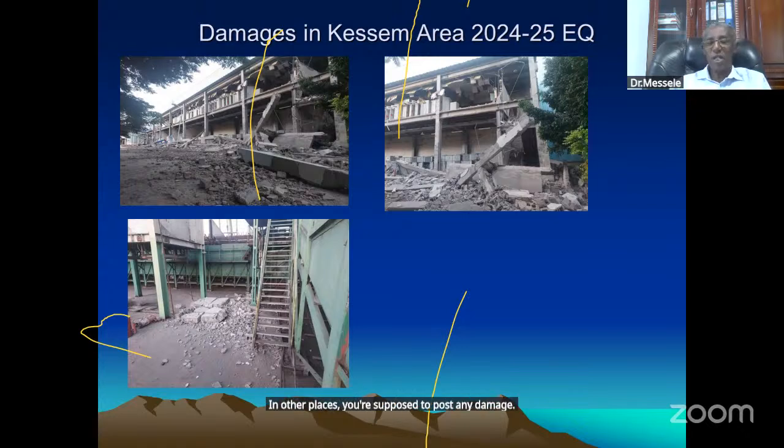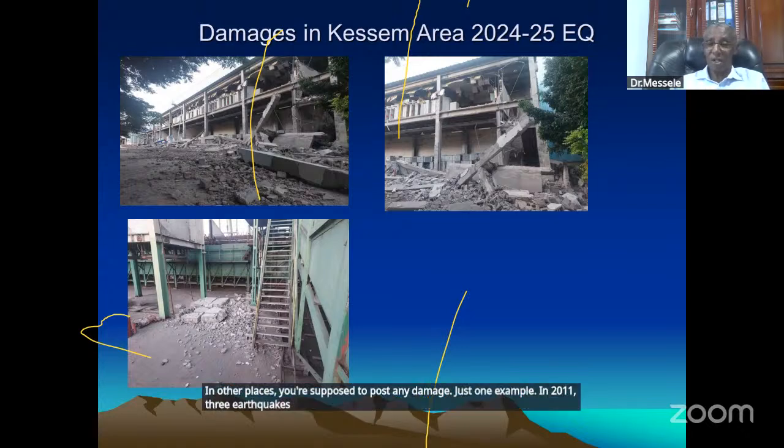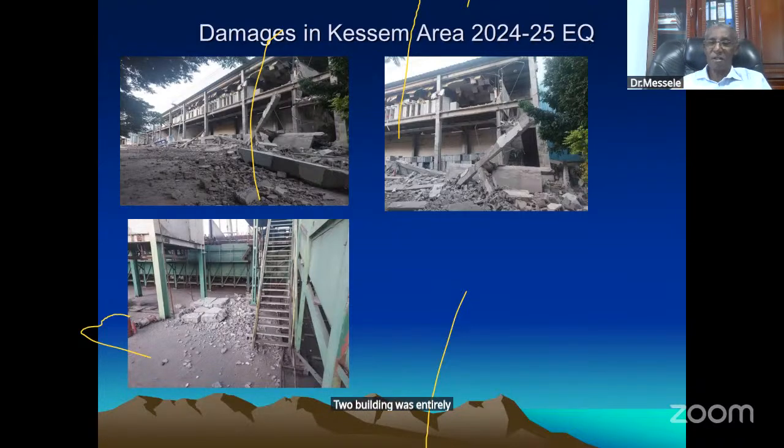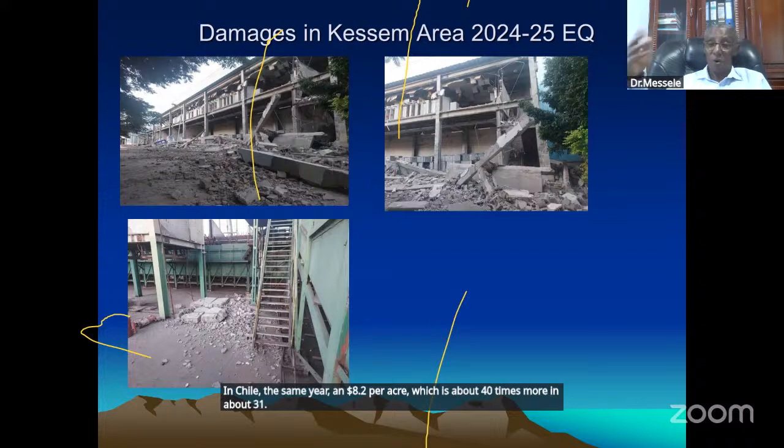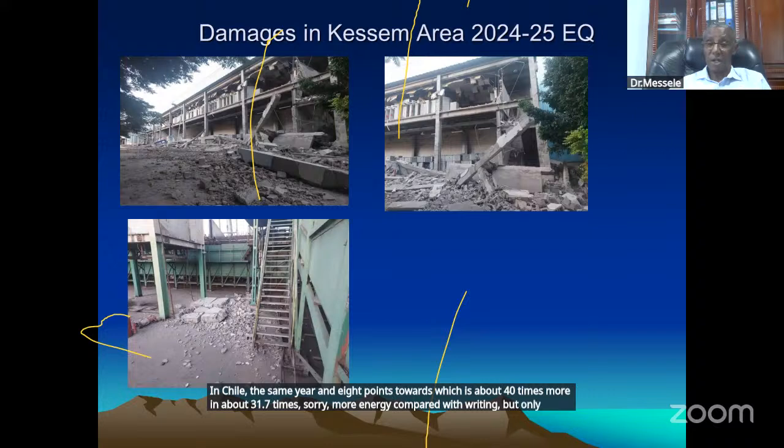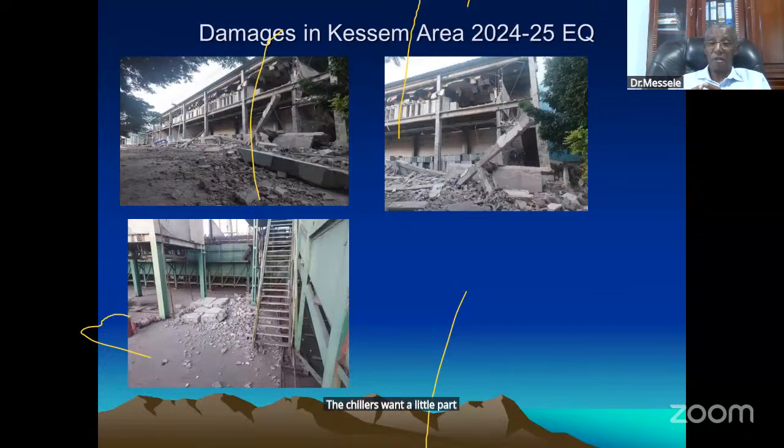Just one example: in 2011, three earthquakes occurred, interestingly. In Haiti, it was 7.2, buildings were entirely damaged, and 230,000 people died. In Christchurch, New Zealand, a 7.2 earthquake occurred, but 5 people died. In Chile, the same year, an 8.2 earthquake occurred, which is about 31.7 times more energy compared with Haiti, but only 525 people died in buildings. Of course, Chile's earthquake was a little far from population centers. However, this can give us an idea. It is how well we build.